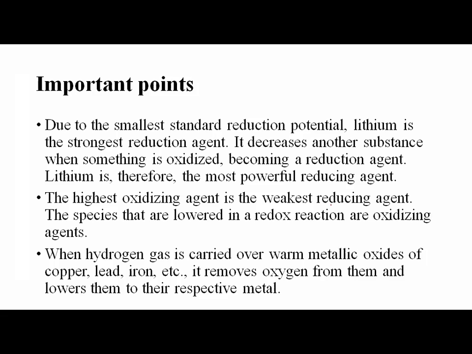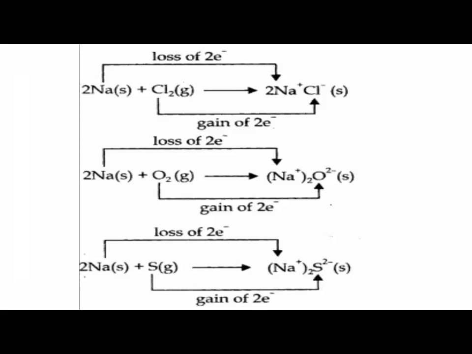The strongest oxidizing agent is the weakest reducing agent. The species that are reduced in a redox reaction are oxidizing agents. When we come to the examples, you will understand it much better. When hydrogen gas is carried over warm metallic oxides of copper, lead or iron, what will it do? It will remove oxygen from them and therefore reduce them to the respective metals. Therefore, hydrogen is removing oxygen, so it is helping in reduction. Yes, removal of oxygen.